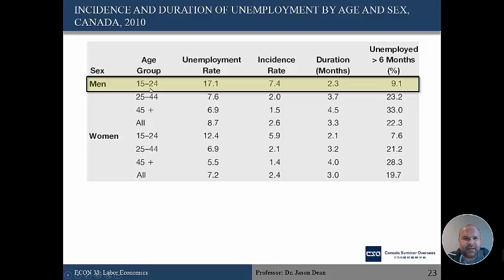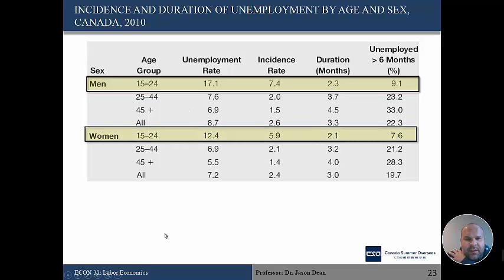First thing to notice is that for men who are young, the unemployment rate is much higher. It's almost 3 times higher for men who are young, 15 to 24. So the incidence rate is very high. There's a very high probability of them leaving jobs or becoming unemployed. And the duration is approximately 2.3 months. And the percentage that's unemployed for greater than 6 months in that group is 9%.